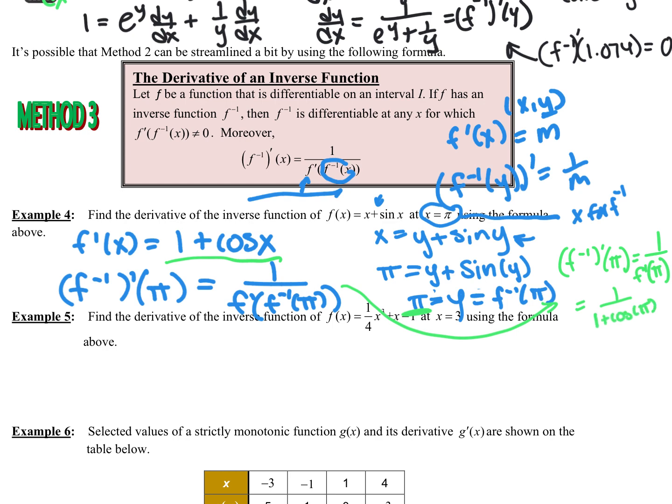And cosine of pi is equal to -1. So this will be 1 over 1 minus 1, which will be 1 over 0. So this is really undefined here. Our derivative is undefined.